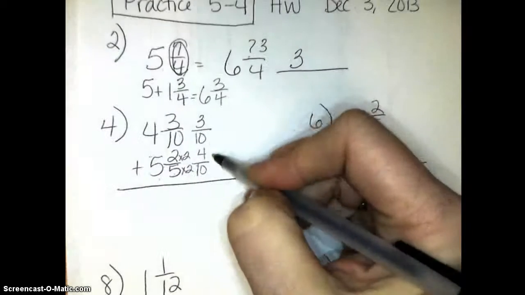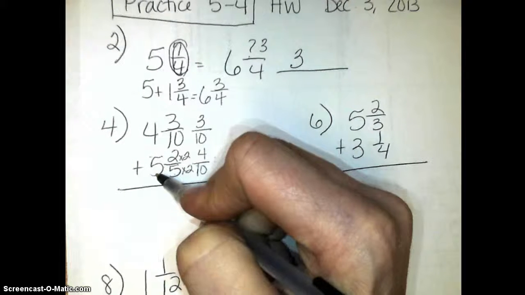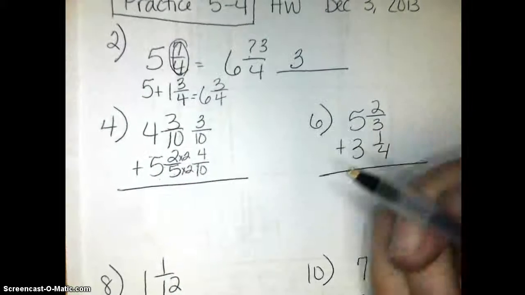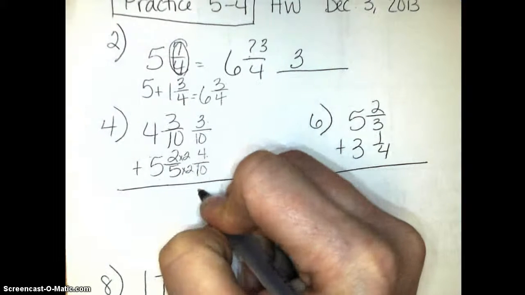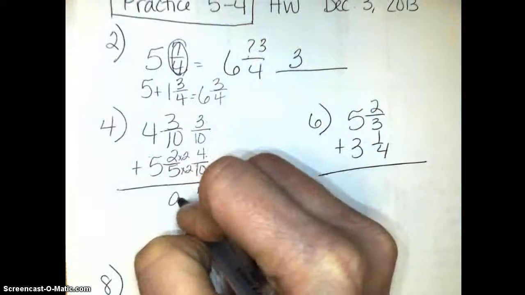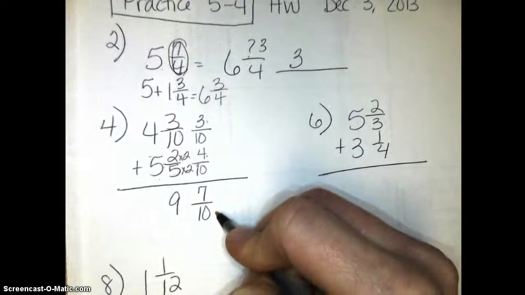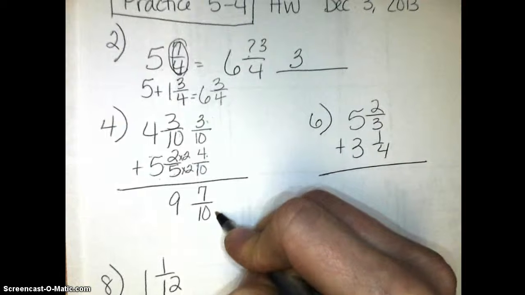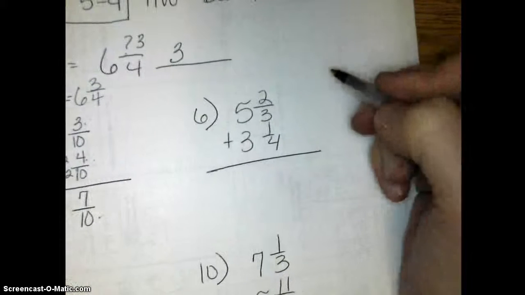So then we would go ahead and add our fractions. We could add our whole numbers first if you want to. We're going to end up combining them together anyway. So 3/10 and 4/10 make 7/10, and 4 plus 5 wholes is 9. So you look at your answer. Can that be written in any simpler form? And the answer is no. 9 7/10 is the simplest form that it can be written in. Go on to number 6.